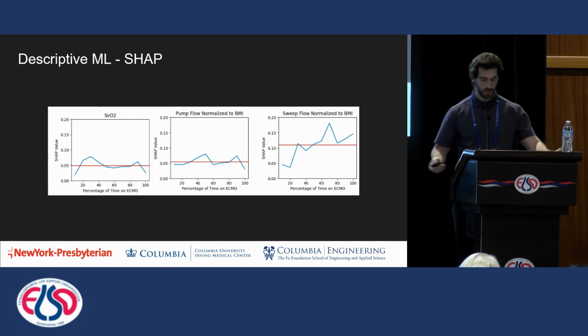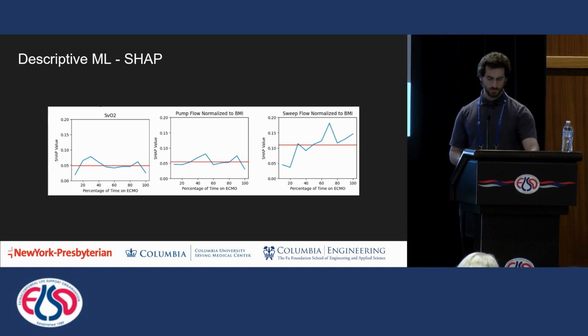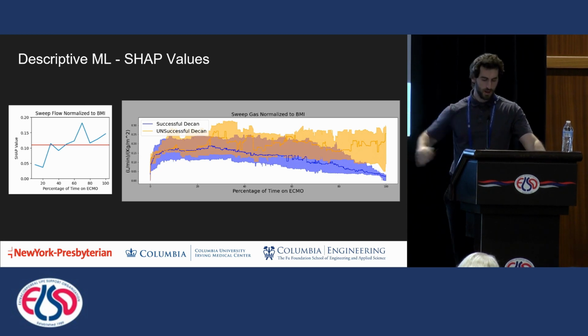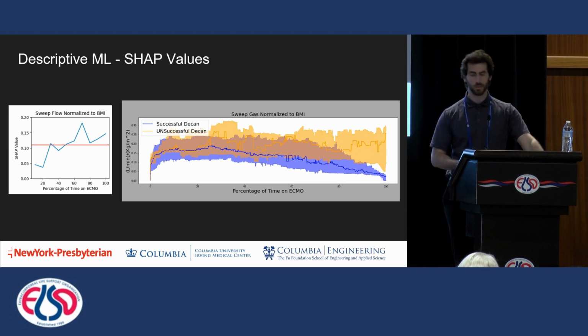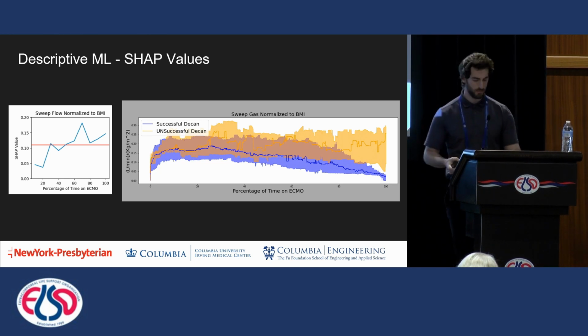Compared to sweep flow normalized to BMI, the reigning champion, controlling SVO2 in the earlier stages seems to have greater sway over the outcome. We can also sanity check ourselves if this sounds crazy by simply looking at the median variable values and how they change over time. As shown on the right of the screen, the value for sweep gas normalized to BMI between patients that were successful, in the blue, and those that were unsuccessful, in the orange, slowly becomes more divergent as ECMO concludes. And the greater this discrepancy grows, the more valuable the variable becomes. And this is reflected in its increasing SHAP value.